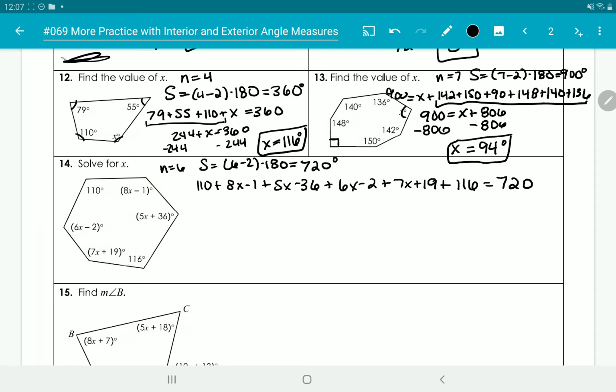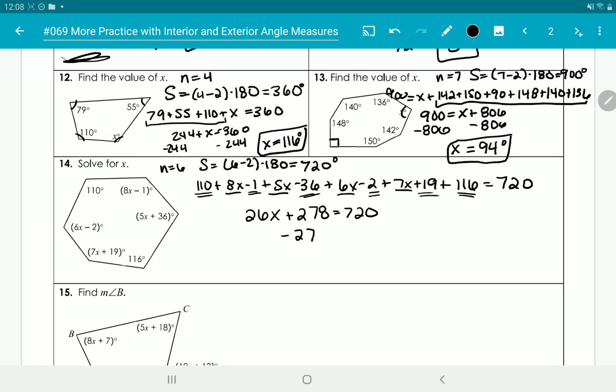Okay, let's add the ones with x and add the ones without x. So 8 plus 5 plus 6 plus 7 is going to give you 26x. Okay, now we'll look at the ones without x. 110 minus 1 minus 36 minus 2 plus 19 plus 116. If you add them all together, gives you plus 278. We still have equals to 720 here. Okay, now we just have to solve for x.